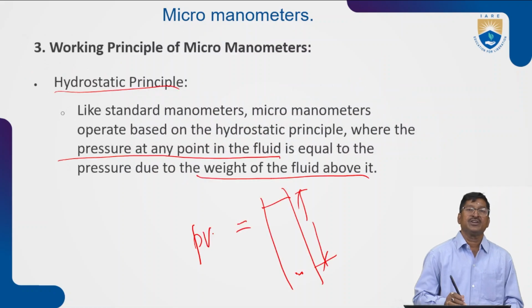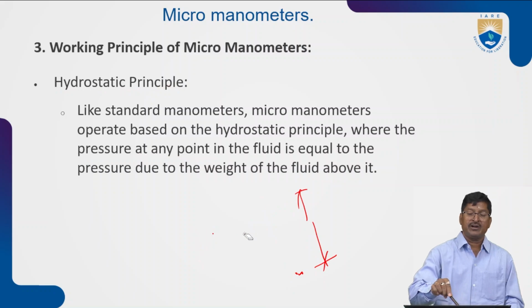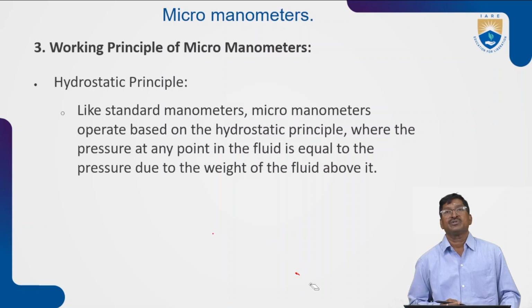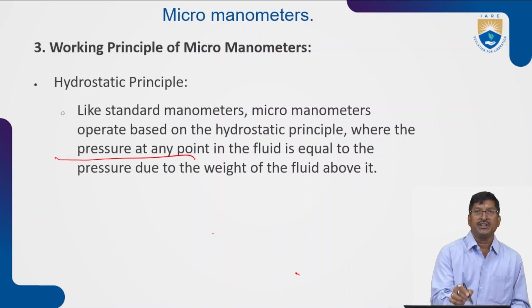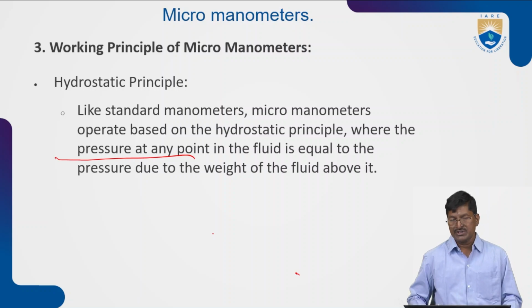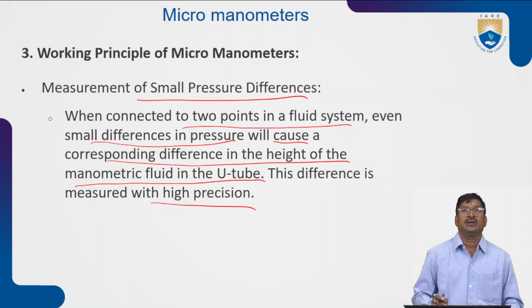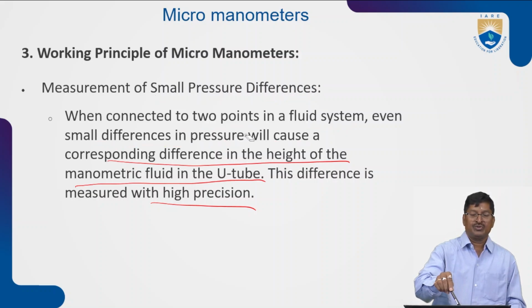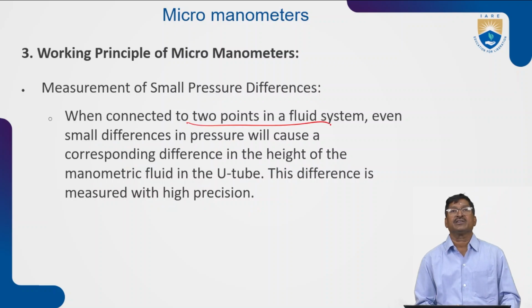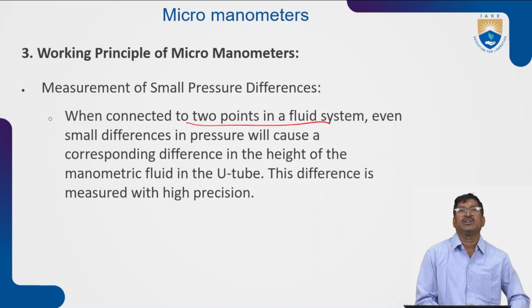The working principle is very similar to your normal U-tube manometer or differential U-tube manometer. The principle is that the pressure at any point is nothing but the weight of the fluid above the point where we are measuring the pressure. So that is the hydrostatic principle. If you want to know the difference between 2 points in a system, we will connect to the micromanometer, so we can measure the differences with high precision.